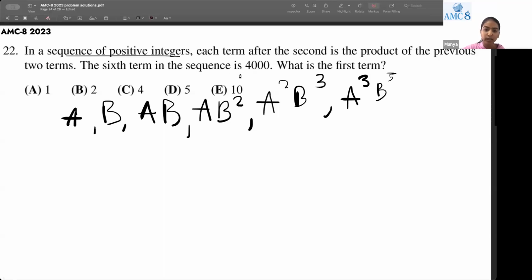So the final answer should be equal to 4,000. But now we need a prime factorization of 4,000 to get the value of this. So 4,000 is equal to 4 times 1,000.